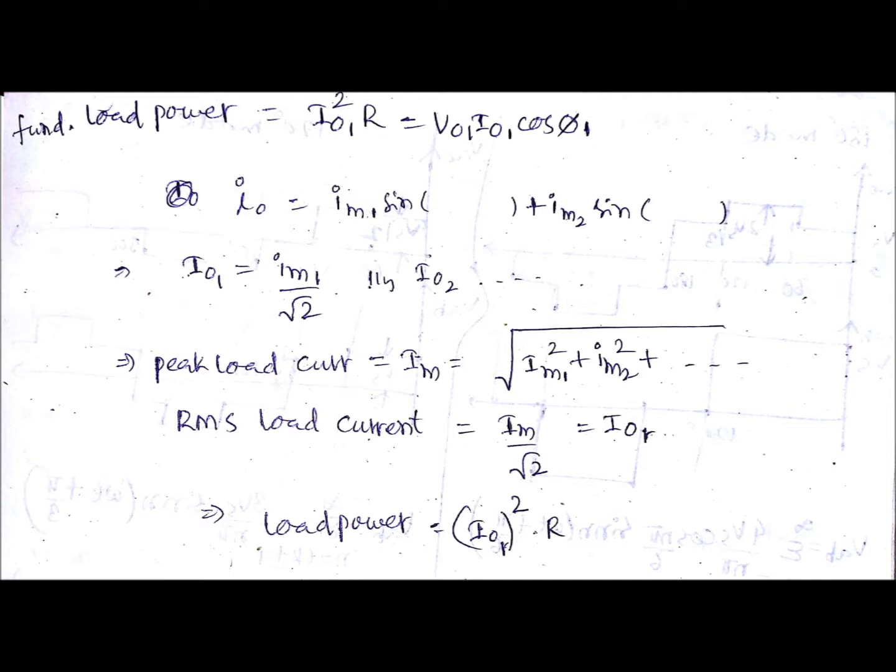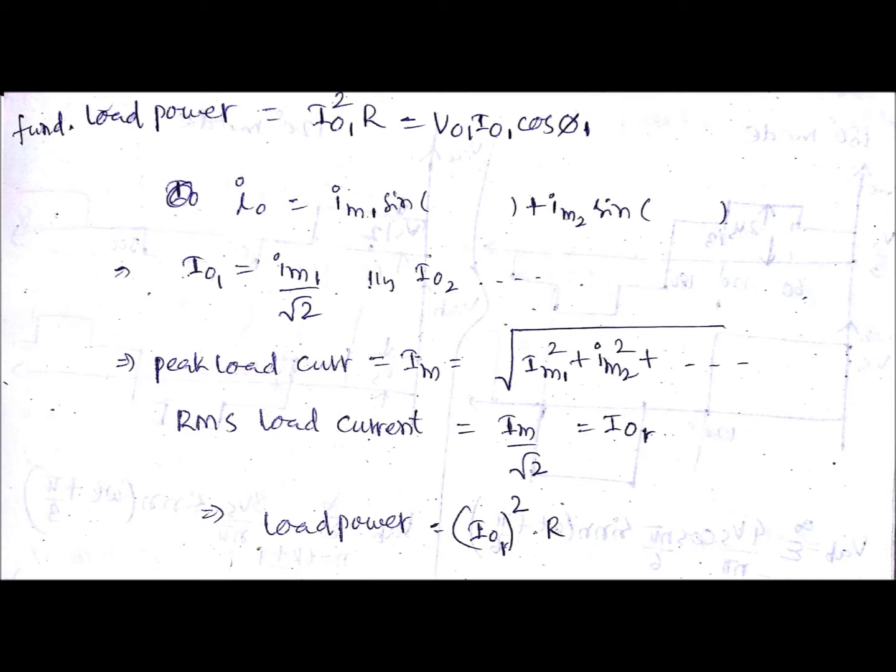Generally from Fourier series, I0 will be equal to Im1 sin omega t plus Im2 sin 2 omega t, like that it will be there. And that I01 is RMS, right? So it will be maximum divided by root 2. This is important. Similarly I02 you can get, and so on. So what about peak load current? Peak load current Im will be square root of Im1 square plus Im2 square plus and so on.